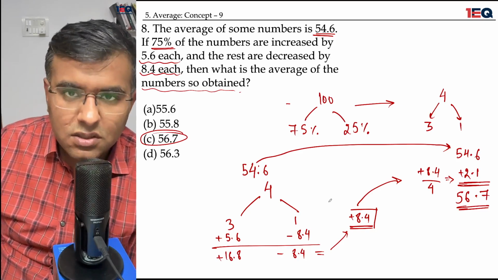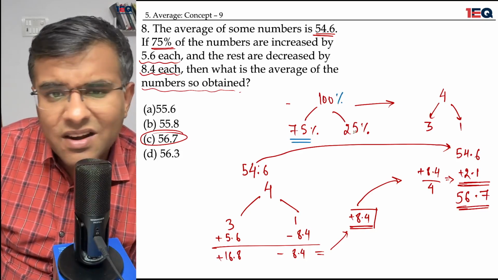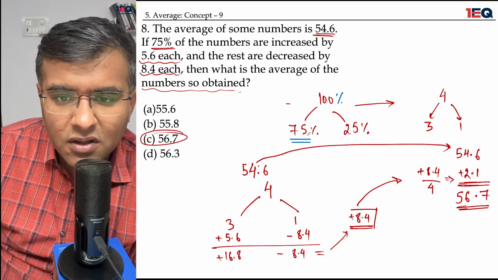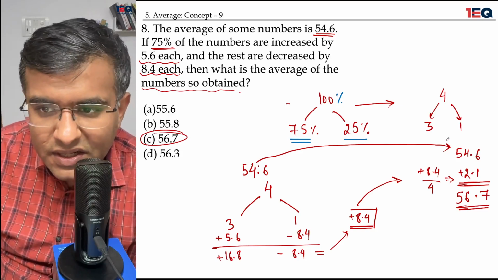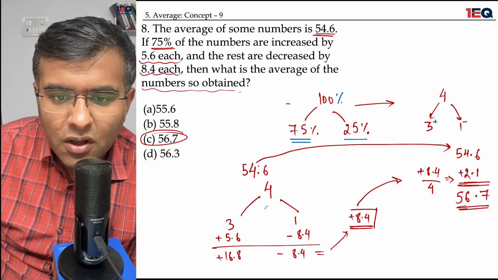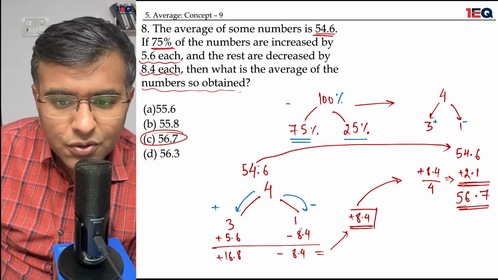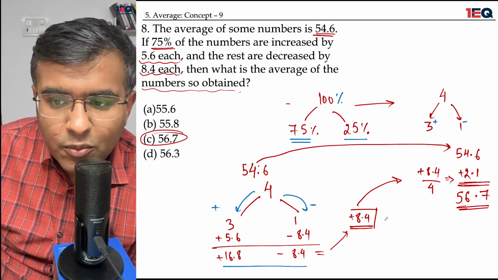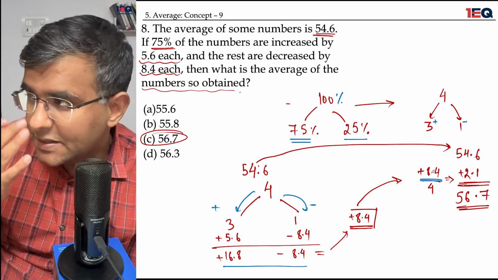The only catch in the entire situation was this, where I assumed that all the numbers are 100%. 75%, or 3 by 4 of it, was increased by 5.6, and 25% of them were decreased. So I could say that 3 portions were increased and 1 portion was decreased. For that reason, this is the plus portion and this is the minus portion. The net effect was recorded to be plus 8.4.